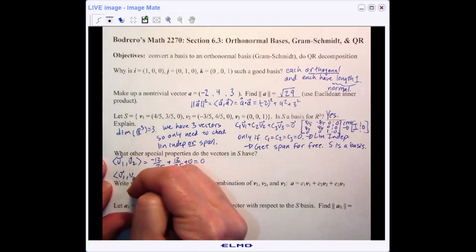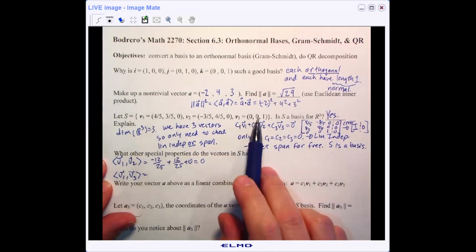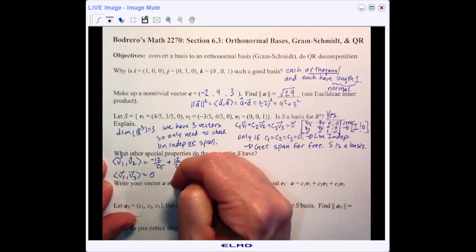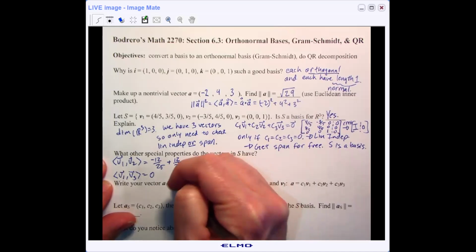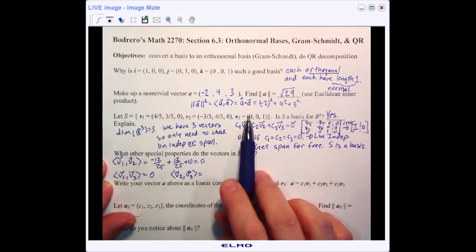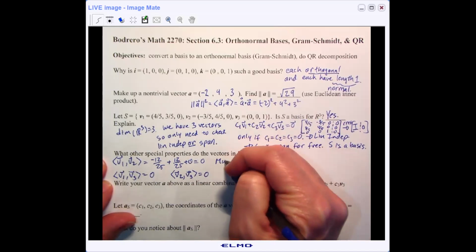V1 inner product V3, that's going to be easy. We get 0 plus 0 plus 0. And if we do V2 with V3 for the inner product, we'll find out that we'll get 0 plus 0 plus 0, which is 0. So they're mutually orthogonal.